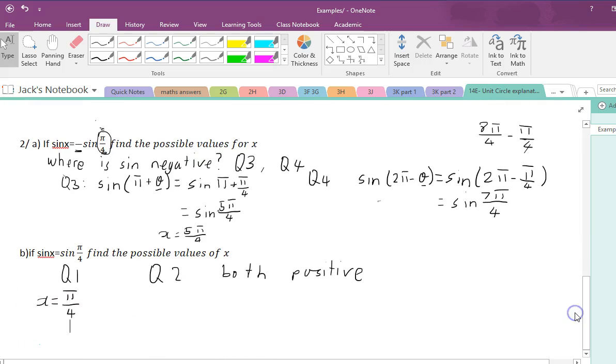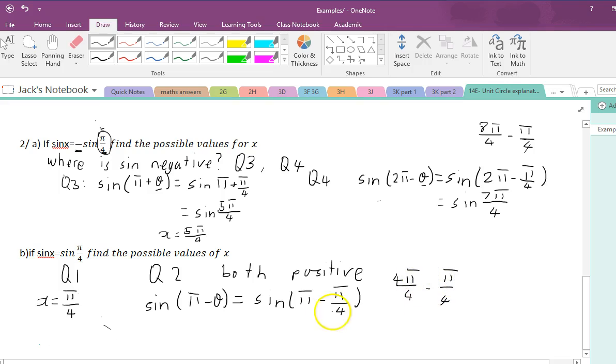Okay. The other area that's true is when you have sine in the second quadrant of pi minus theta, which is equal to sine of pi minus pi on 4, which is 4 pi on 4 minus pi on 4. So it's equal to sine of 3 pi on 4. So this fits when x is equal to 3 pi on 4.